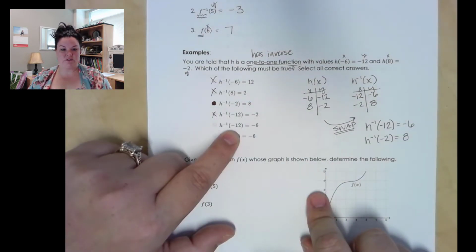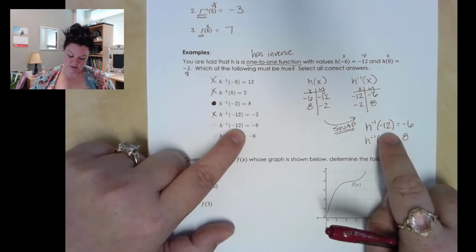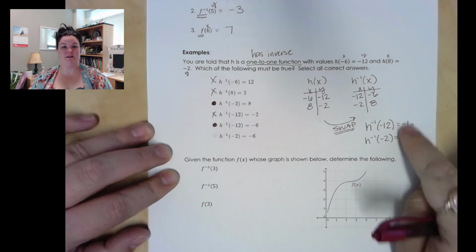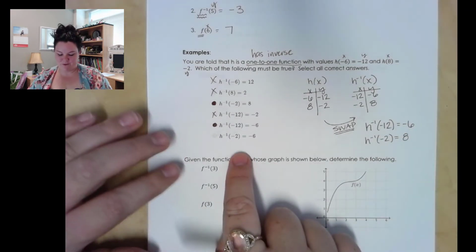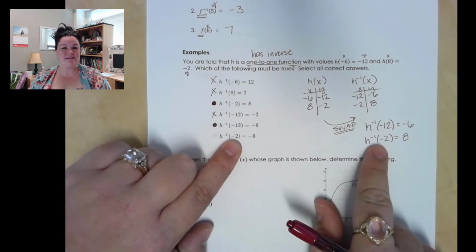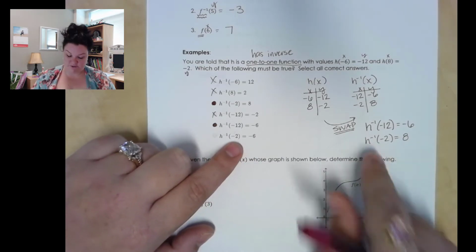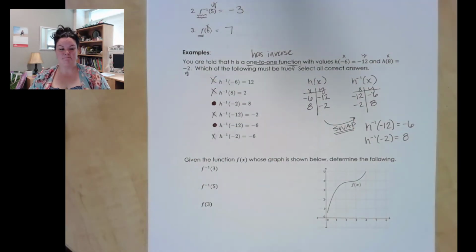Then we have h inverse of negative 12 equals negative 6. That is the first true statement that I came up with. And then notice I only had 2 true statements here. So now that I have 2 answers, I can pretty much assume the last one is incorrect. But if you want to double check it against your true statements, you can see that it is in fact not true. So we only have 2 answers to that one. All right, so let's look at another one.